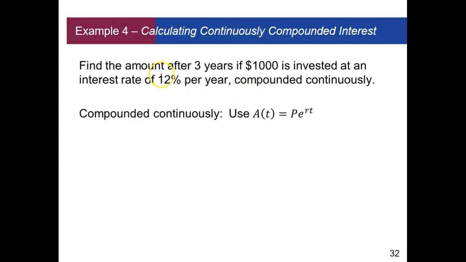Okay, if we look at this example, find the amount after 3 years if $1,000 is invested at an interest rate of 12% per year, compounded continuously. Because it's continuous, we're going to use this formula here. So the amount after 3 years is going to be my principal, which is 1,000, times E to the power of my rate, 0.12, multiplied by 3 years. We're going to get 1,433.33 as my answer.